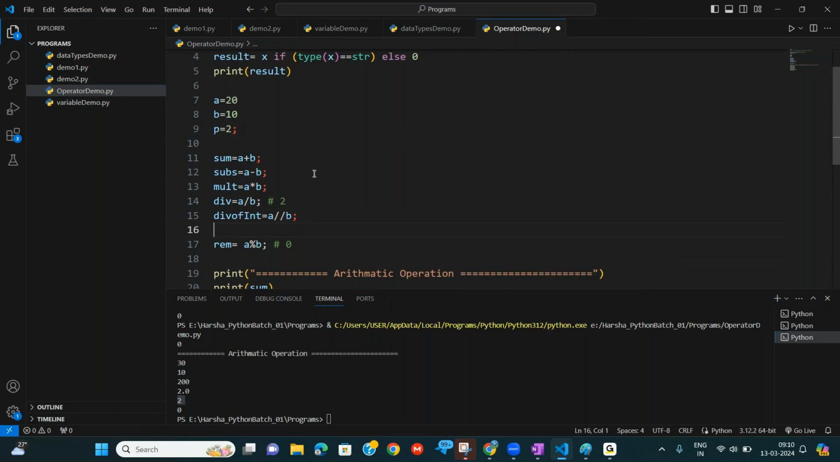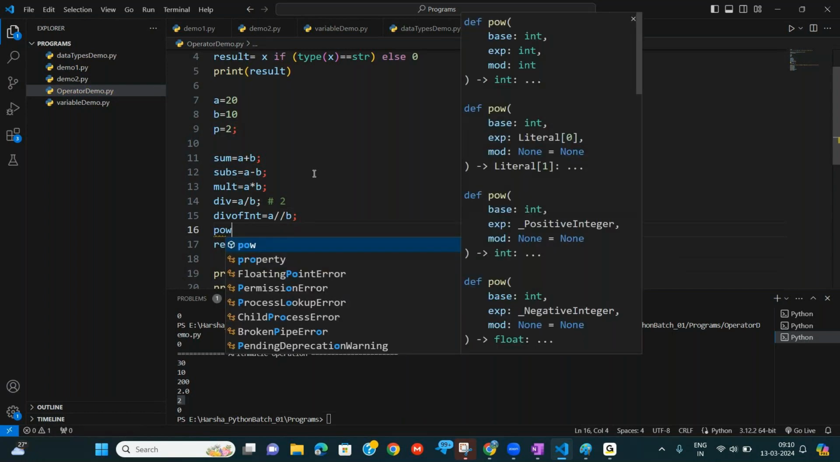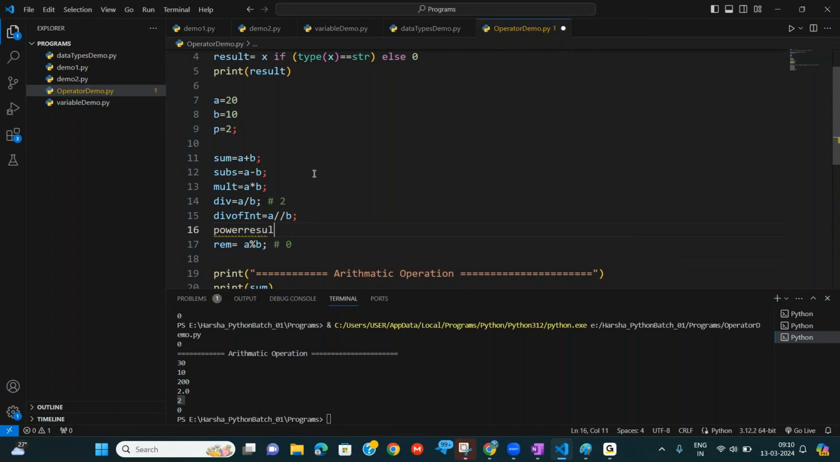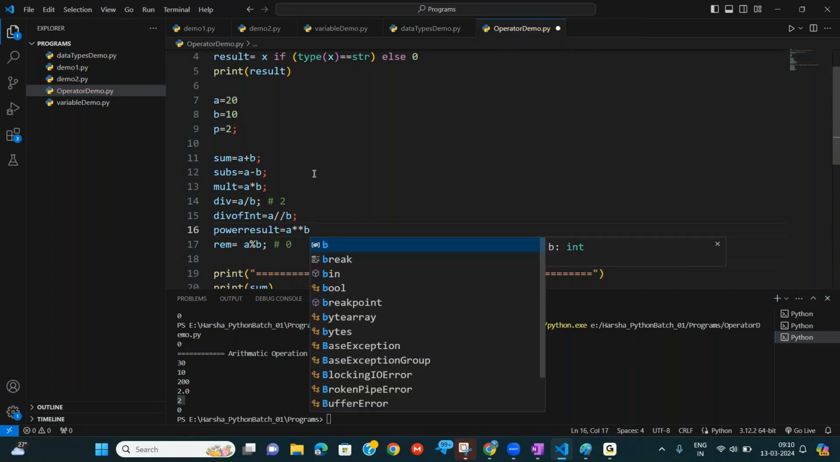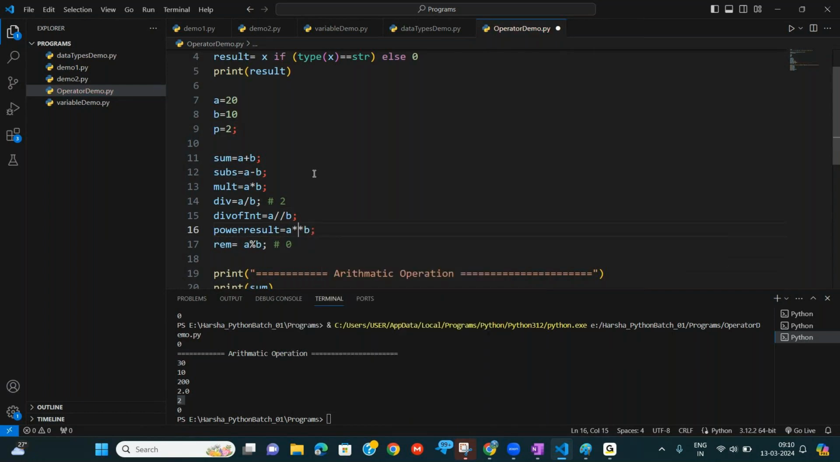We have a direct function for power also, but if we try to write it as an arithmetic operation, I am also able to write it here. Python gives me the liberty. Let's say I need to get the power result. How am I able to write it? I have to use two asterisks, a asterisk asterisk b.